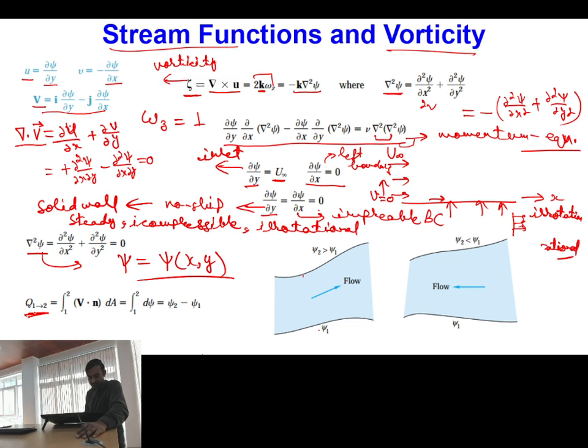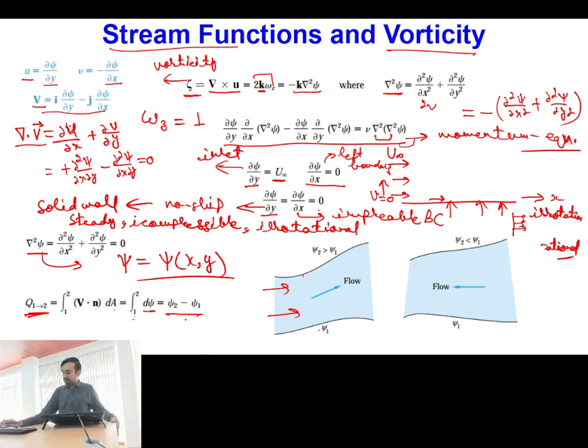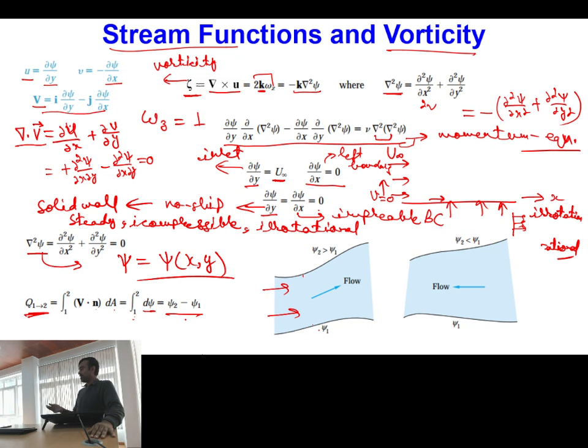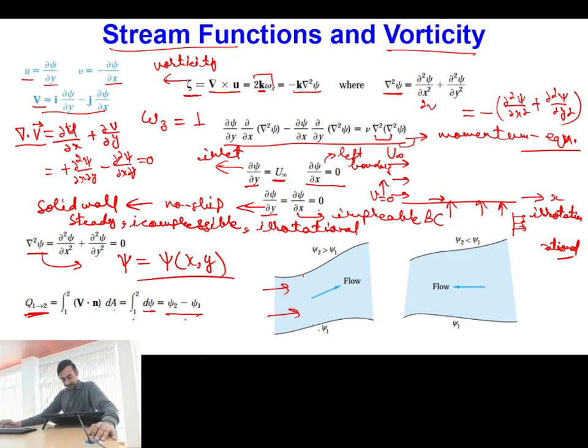Here you can see that between two streamlines, Q from 1 to 2 is whatever flow is happening. So if you do the integral of V dot n dA, that comes out to be the integral of d psi, which is psi 2 minus psi 1. And of course, all these things I am recapitulating only from the basic fluid mechanics course, so I need not go into a very detailed derivation for this. This is just to revise, because we will be using all these concepts in the subsequent discussion.